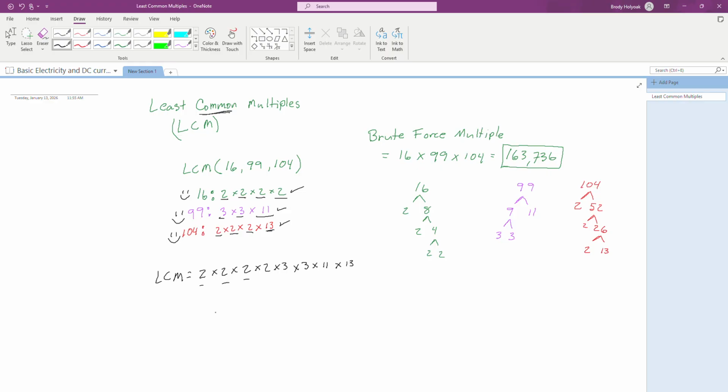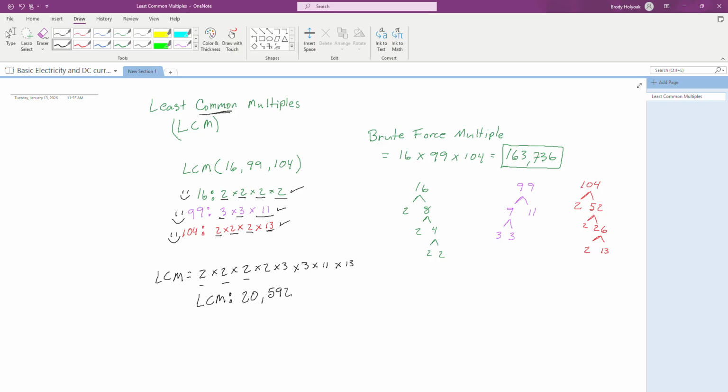The last step is just simply combine all of these values together. So my 2 times 2 times 2 times 2 times 3 times 3 times 11 times 13, that's going to multiply up together, and my least common multiple of these values is 20,592.